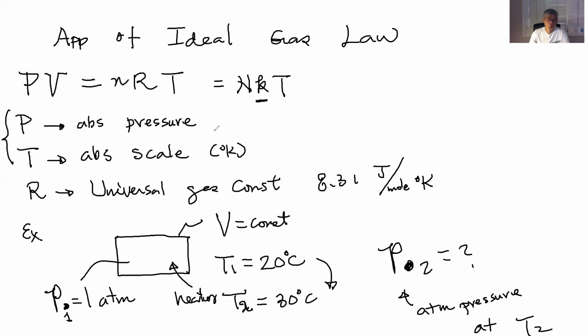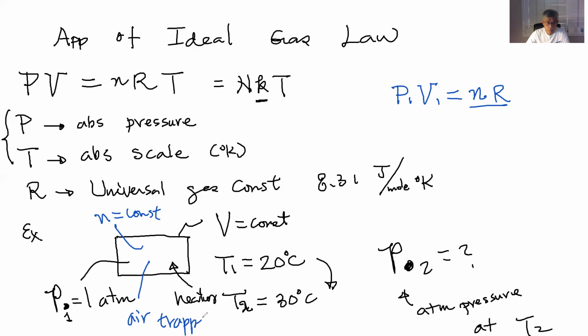So how are we going to solve this question using our formula? We'll do it in general, so you can apply it anywhere else. N is not changing, so nR is fixed. N is a constant because the air is trapped here. N is constant and R is constant, but P could change. V is constant, so we don't need V1 here. V is constant, this is the room.